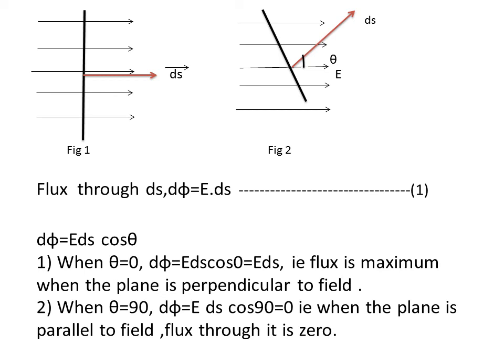When theta is equal to 90, d phi is equal to E ds cos 90. Cos 90 is equal to 0. That is, d phi is equal to 0. So when the plane is parallel to the field, flux through it is 0.